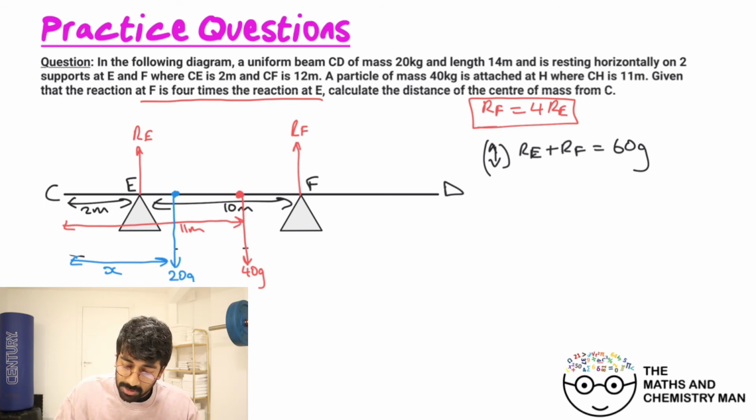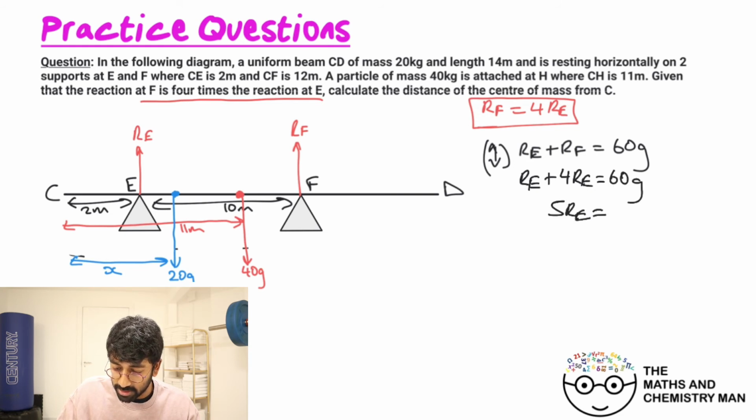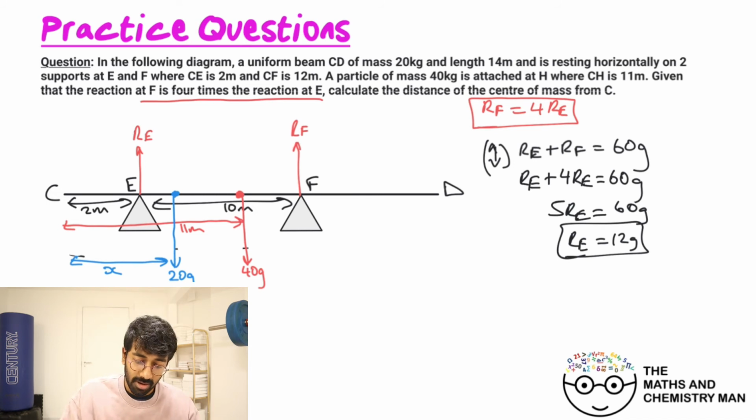Now let's do some substitution, because you've got RF is equal to 4 lots of RE. So RE plus 4 lots of RE is equal to 60G. That means 5RE is equal to 60G. And RE is then equal to 12G. There we go. Okay, so RE is 12G. We'll fill that in on the diagram, 12G.